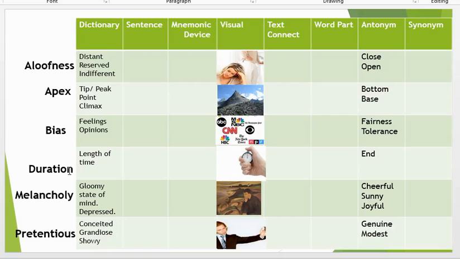The next word is duration. Think about a length of time, maybe the duration it took for your homework to get done. And as you can see, there's a timer here. The antonym to this would be the end.